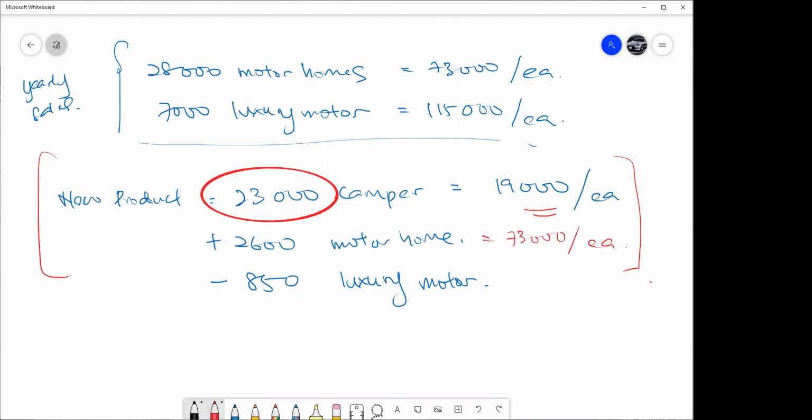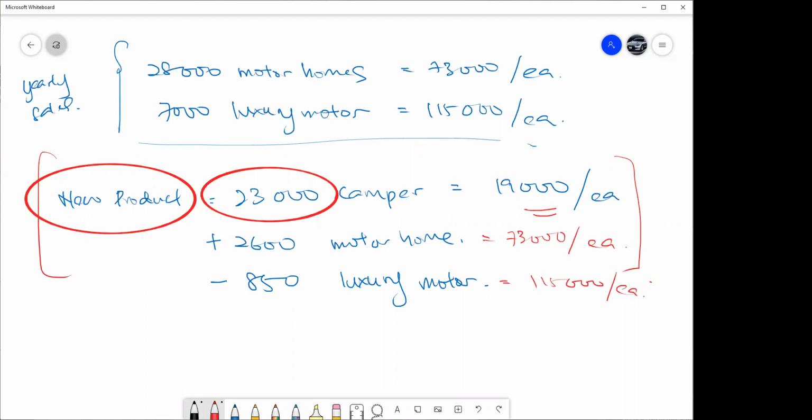Okay. Yes, although there's an increment of motorhomes, there's also a decrease in the sales of luxury motor by 850 units. This one is 115,000 each. So you look at the new product here. A new product has a buy effect. It can get sales, but at the same time, it will affect the previous sales. So now we're going to evaluate, is it worth it or not for this new product to be introduced? All right. So these are the outcome.